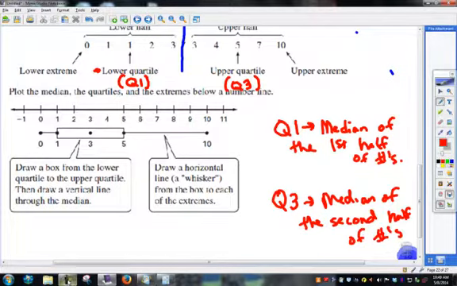One second. Alright, sorry about that. Let's hope we don't have any more interruptions.